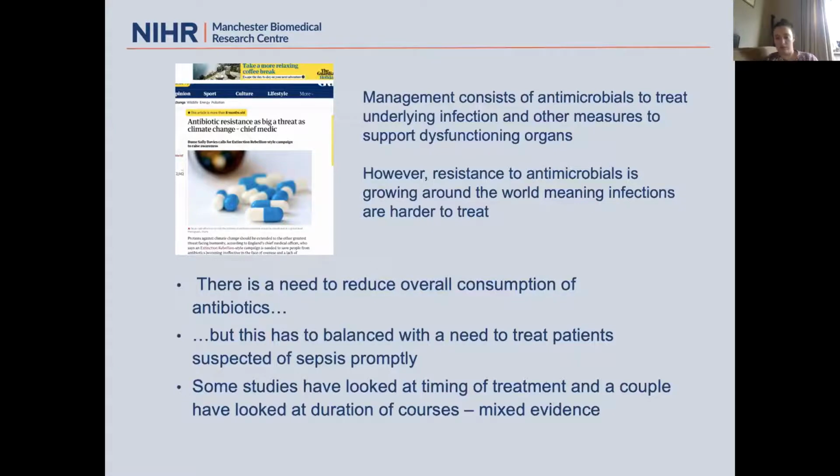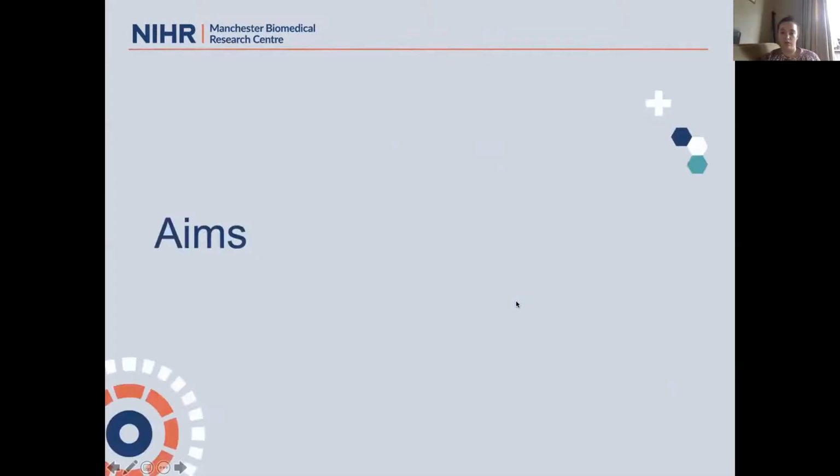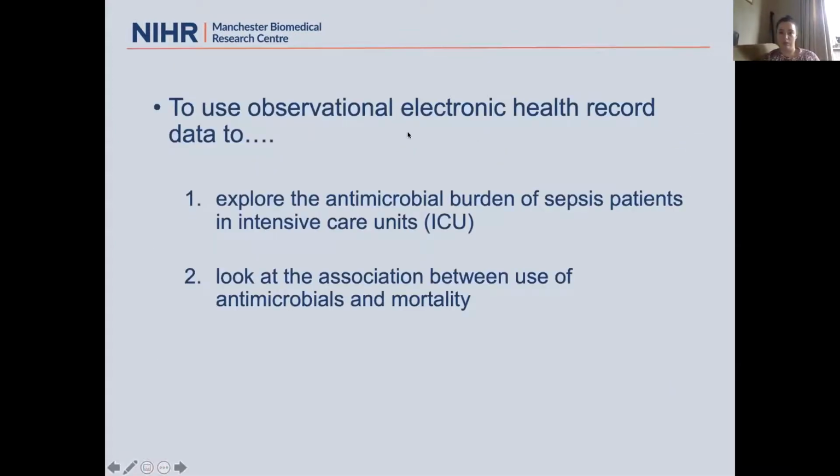There have also been some other studies comparing short and long duration of antibiotic courses, but most of these have been smaller scale randomised control trial studies, and so the results are quite mixed. So the aims of my study were to use a large cohort selected from electronic health record data to explore the antimicrobial burden of sepsis patients in an ICU and to look at the association between the use of antimicrobials and mortality.